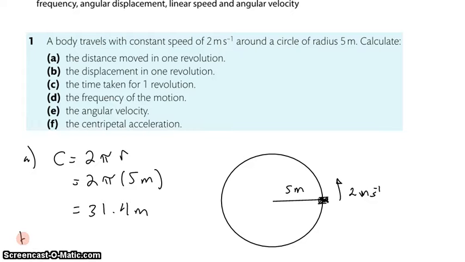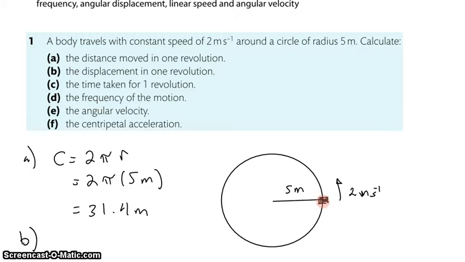Next part is part B. Part B is the displacement in one revolution. And at first glance, this almost looks like they asked us the same thing twice. They want the distance, now they want the displacement. But we have to remember that the distance is just the length of travel along the path of travel, so that would be the circumference of the circle. But the displacement is the straight line distance from start to finish, and it doesn't really care how you got there. It just wants to know how far you are from where you started.